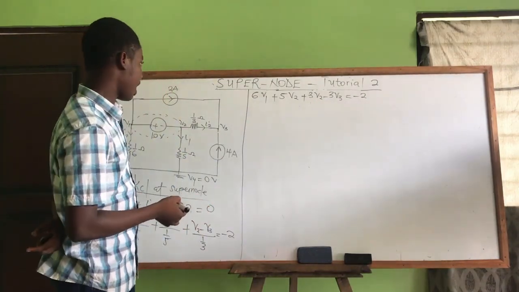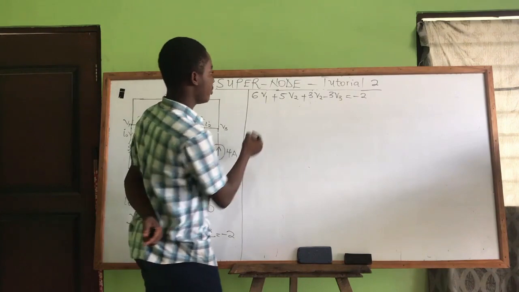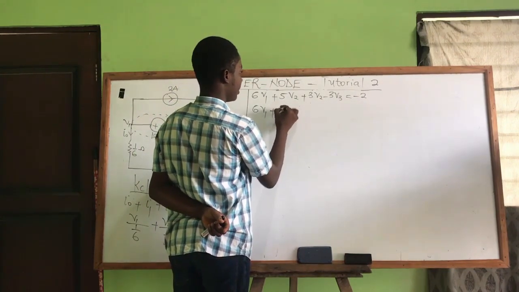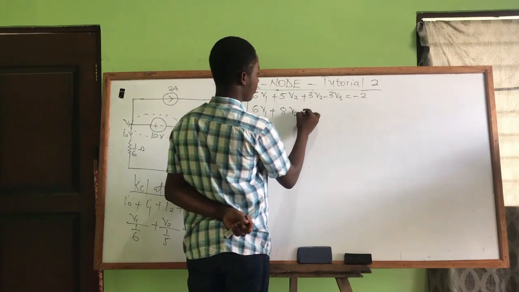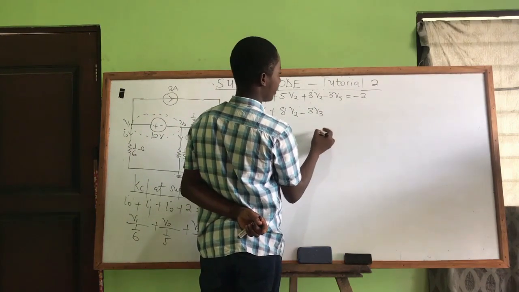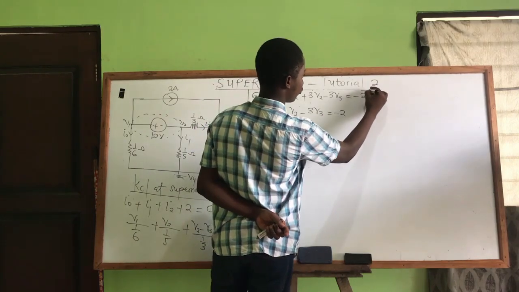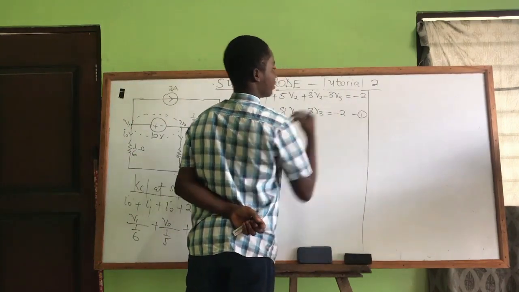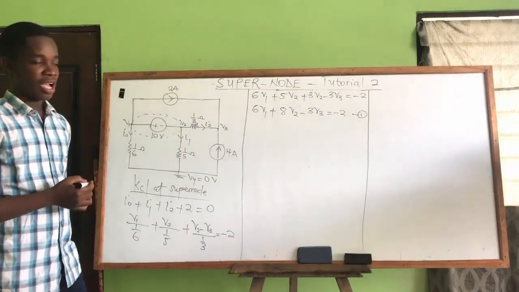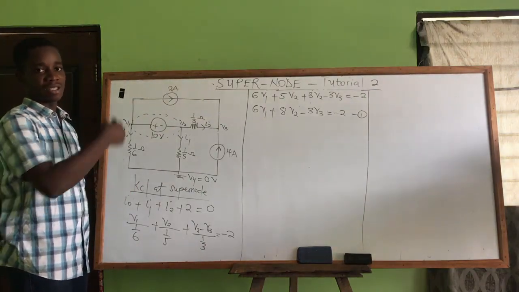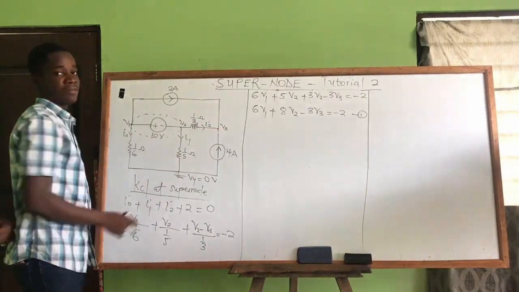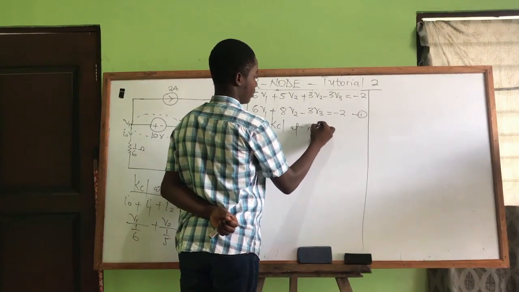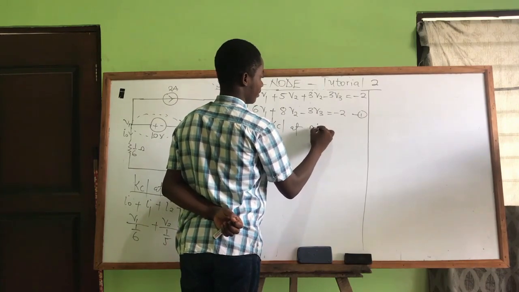Let's group our like terms. What do we have here? We have 6V1 plus 8V2 minus 3V3 is equal to minus 2. So that's our first equation. We have to write KCL at the other node, which is V3. So KCL at node 3.